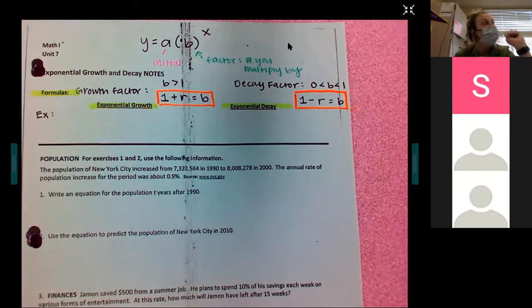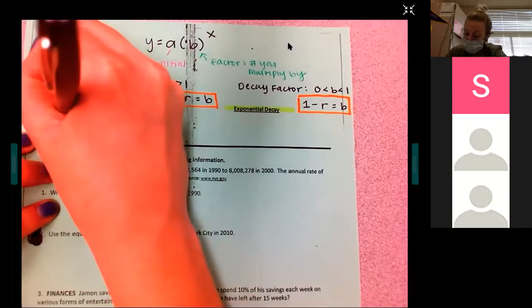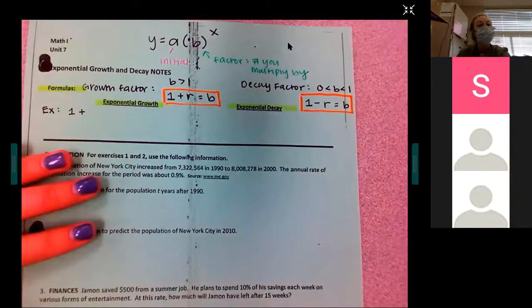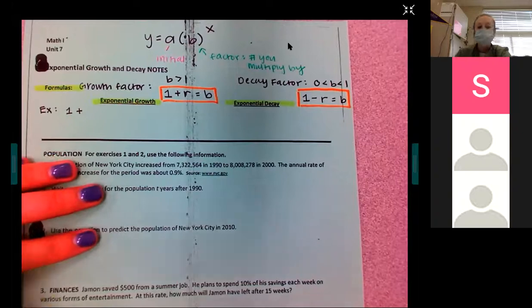How could you find the factor? Add it to what? To 1. So everybody watch. With all of these problems, they're more than likely going to give you a rate, because in the real world we use percentages. You don't go buy a car and they say the value's going to multiply by 0.82. People in the real world have no idea what that means. So if it's growing, we know it's going up, so you are going to do 1 plus. Now, what did I say it was increasing by? What was the rate? 7%.